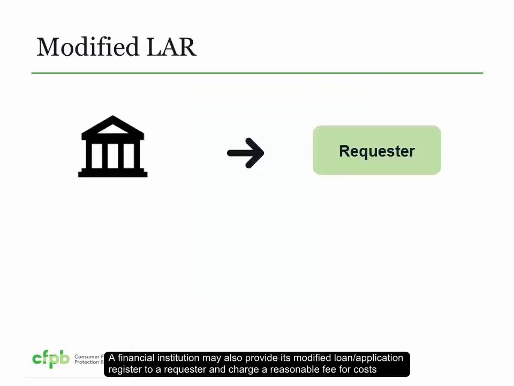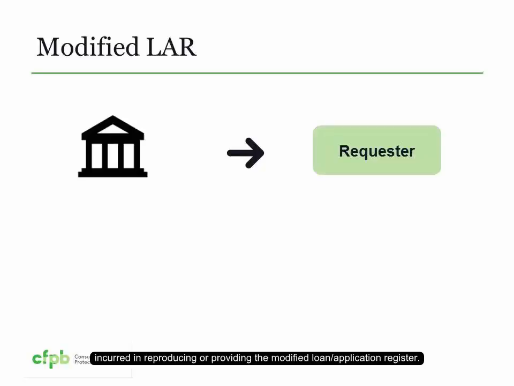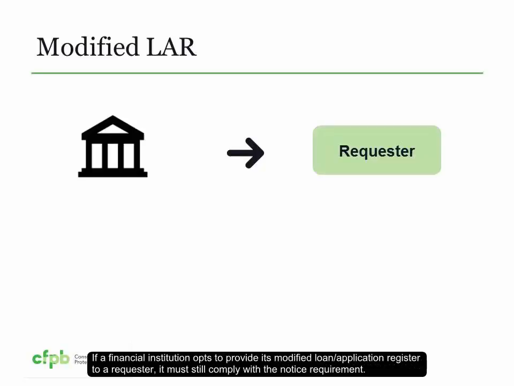The financial institution must make the notice available to the public for a period of 3 years. A financial institution may also provide its modified loan application register to a requester and charge a reasonable fee for costs incurred in reproducing or providing the modified loan application register. If a financial institution opts to provide its modified loan application register to a requester, it must still comply with the notice requirement.